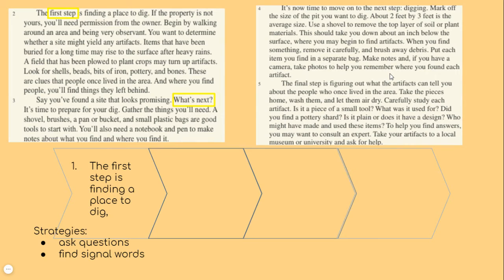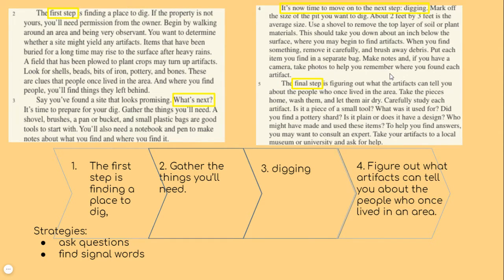Paragraph 3 uses the signal words, "What's next?" It tells you to prepare by gathering what you need. Let's put that in the box. Paragraph 4 uses the signal words, "It's time to move on to the next step, digging." So we will put digging in the next box. Paragraph 5 uses the signal words, "the final step." This tells us this is the last step in the process. Let's put "figure out what artifacts can tell you about the people who once lived in the area" in the last box.